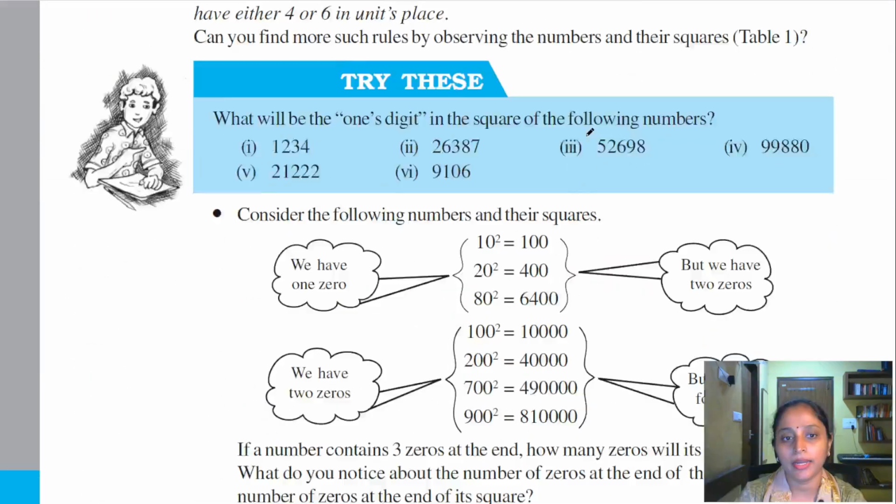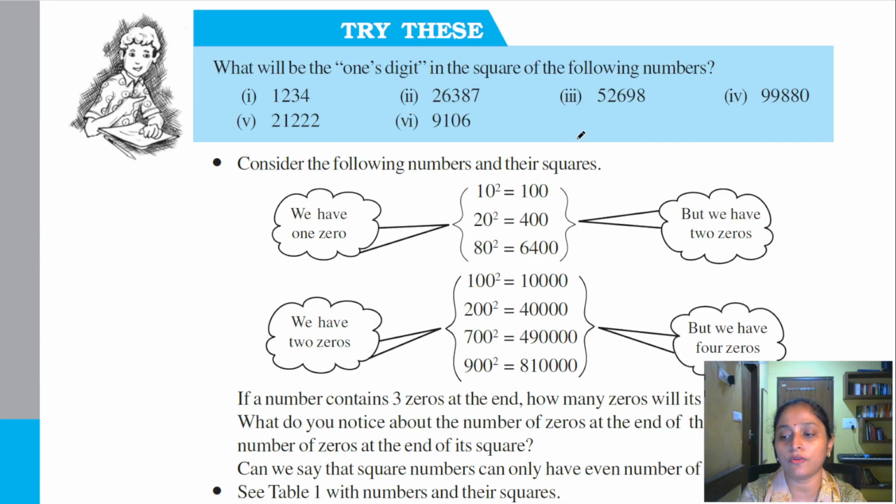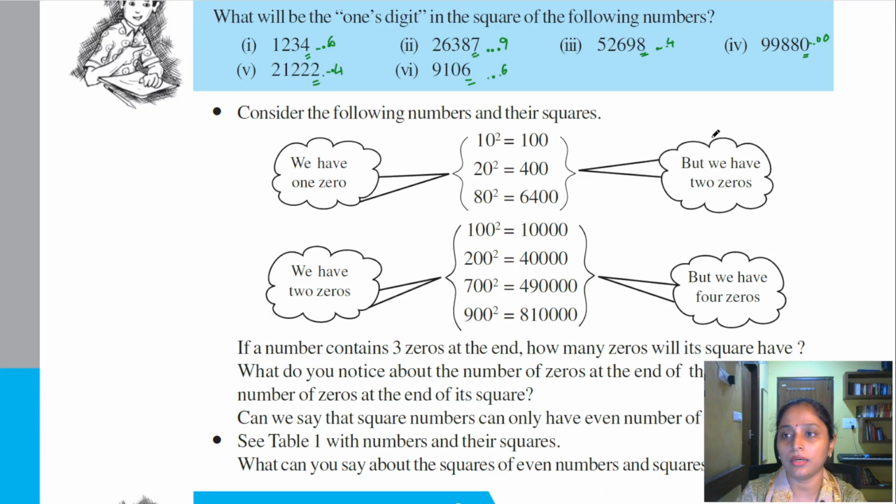Okay. Next, what will be the ones digit in the square of the following numbers? So again, you will only look at the ones place, and then 4 square is 16, so this will end with 6. 7 square is 49, so this will end with 9. 8 square is 64, so this will end with 4. Here it's going to end with 0, in fact 2 zeros. Here it's going to end with 4. Here it's going to end with 6, right? So that is the answer for these. Try this question. You need not actually find the complete square. You simply need the ones place, okay? So that is about this try this question.